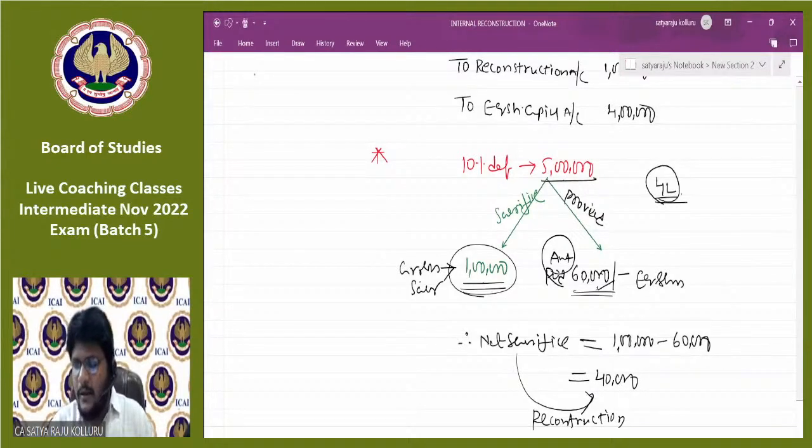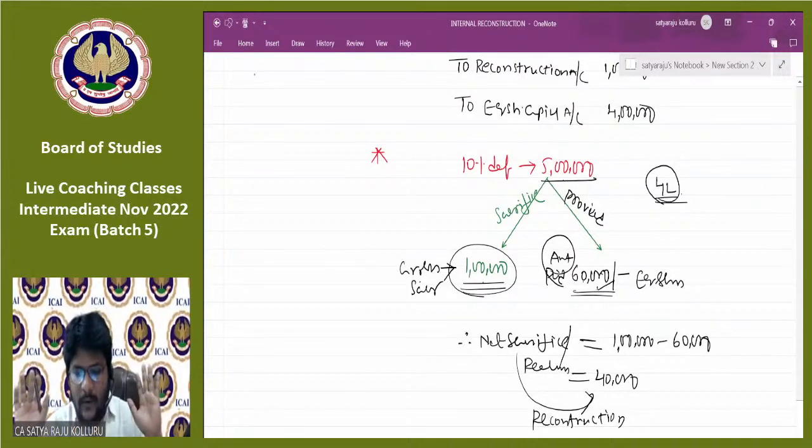The reason is debenture holders are ready to forego 1 lakh, provided that they get 60,000 worth of equity shares from the company. So that's why we need to check only the net sacrifice, how much is the real sacrifice. You can call it either net sacrifice or real sacrifice. These are only for understanding purposes.